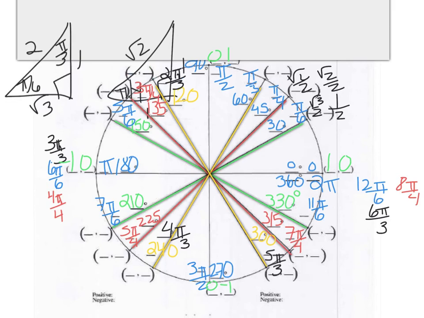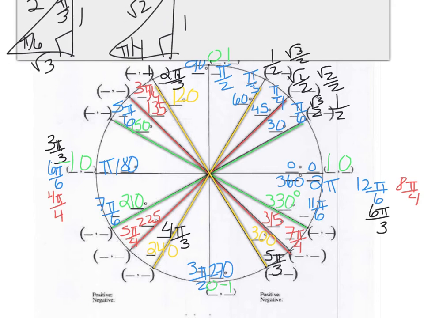And for the last angle, we're going to do the pi over 3. So the x-coordinate for pi over 3 is going to be 1 over 2. And the y-coordinate is going to be root 3 over 2. It keeps moving the wrong thing. Okay.